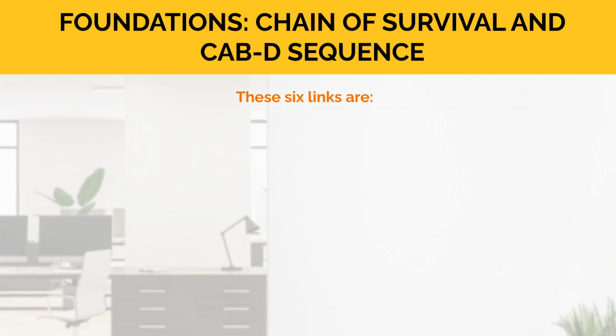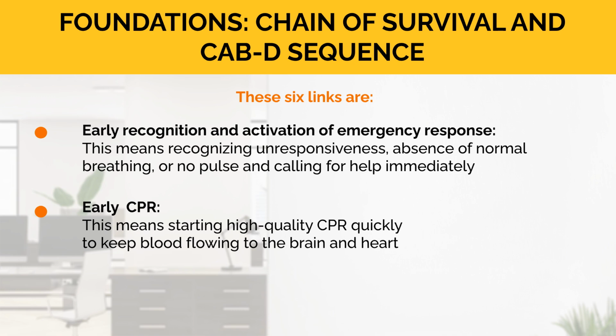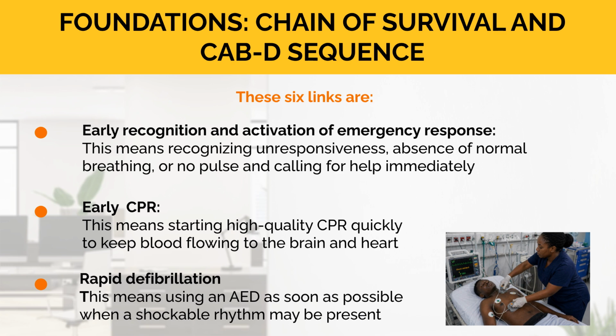The 6 links are early recognition and activation of emergency response. This means recognizing unresponsiveness, absence of normal breathing, or no pulse and calling for help immediately. Early CPR. This means starting high-quality CPR quickly to keep blood flowing to the brain and heart. Rapid defibrillation. This means using an AED as soon as possible when a shockable rhythm may be present.